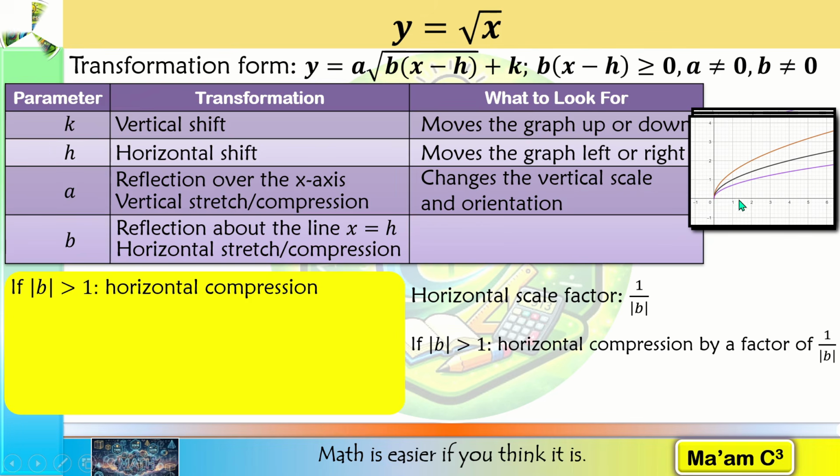Let me discuss that briefly. I'm going to take one key point from our mother function and let us say that is (1, 1). The x-coordinate is 1 and the y-coordinate is 1. Since this is horizontal, I'm going to take the value of the x-coordinate and that is 1.